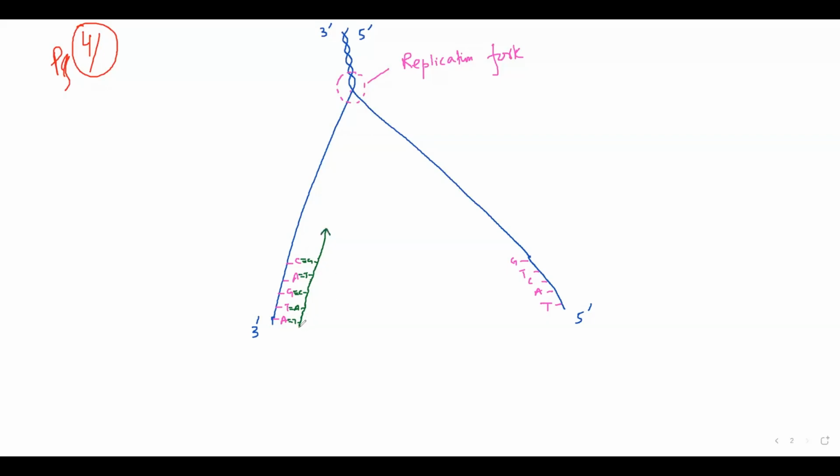This new strand, should this be 3 prime to 5 prime or 5 prime to 3 prime? 5 prime to 3 prime. Yeah, this one is 5 prime to 3 prime. So this grows towards the replication fork. This strand is called the leading strand. This is called the continuous strand.